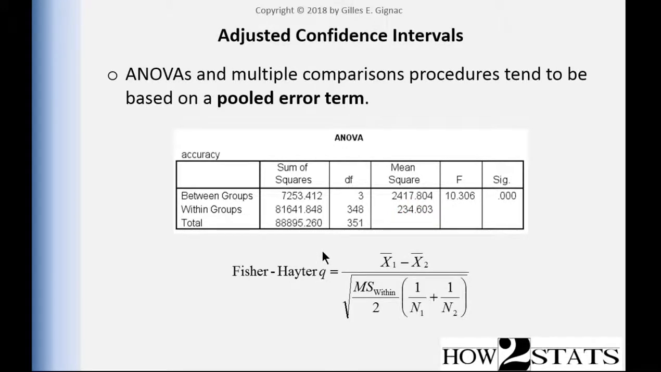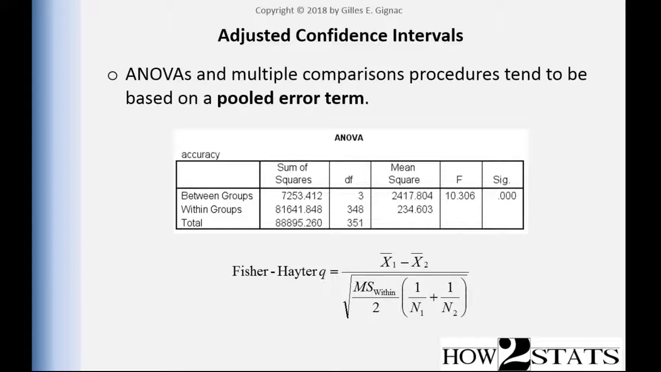And if you look at the Fisher-Hayter Q-test, it is also based on a pooled error term. It doesn't take each individual standard deviation into account associated with each group. It actually uses the entire ANOVA within subjects mean square error. And of course, that's based on the assumption of homogeneity of variance being met.